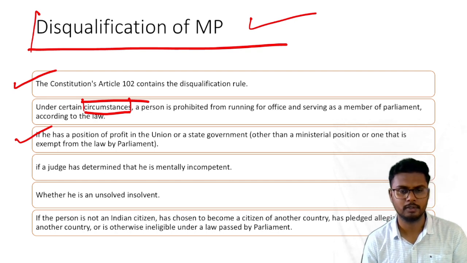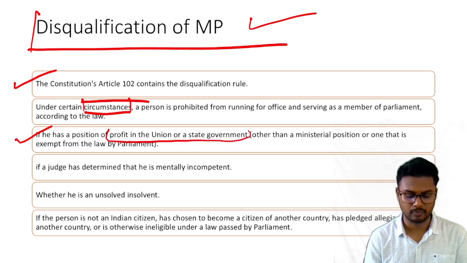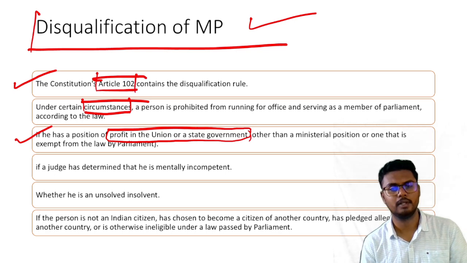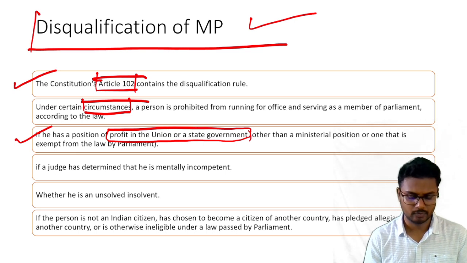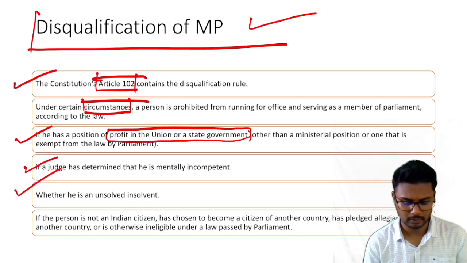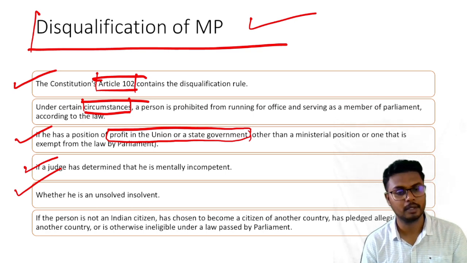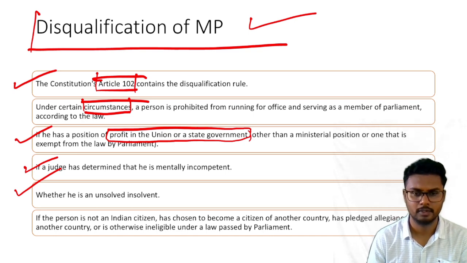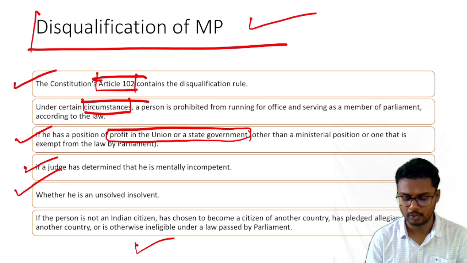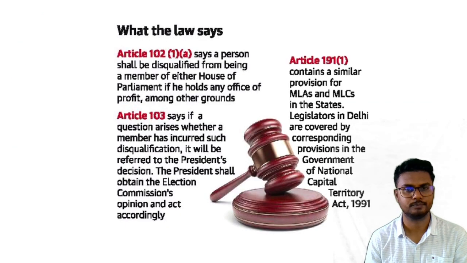Apart from the ministry or the position of MP or MLA, if the candidate is having a profit in the union or state government, then that is termed as office of profit, and in that case that particular MP or MLA becomes ineligible. So under Article 102, MP becomes ineligible and is disqualified. Alright. Apart from this, MP can also be disqualified if a judge has determined that he is mentally incompetent. Also, if he is an undischarged insolvent, which means he has taken a loan and is unable to repay it, even in that case MP becomes disqualified. Also, if the person is not an Indian citizen or has chosen to become a citizen of another country or has pledged allegiance to another country or is otherwise ineligible under a law passed by whom? Passed by the Parliament of India. So in all these circumstances, MP can be disqualified, right?